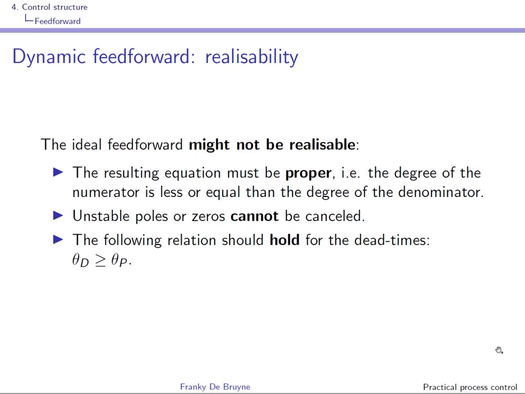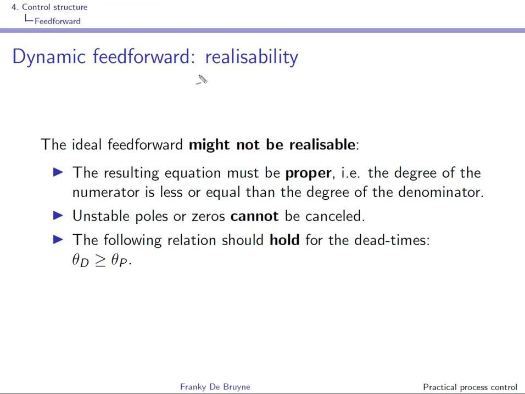Remember that unstable poles or zeros cannot be cancelled, as this would go against internal stability, as we have seen before. So we have to make sure that this does not happen, and this might be another reason why the ideal feed forward might not be realizable.